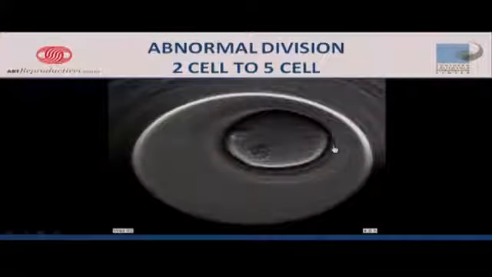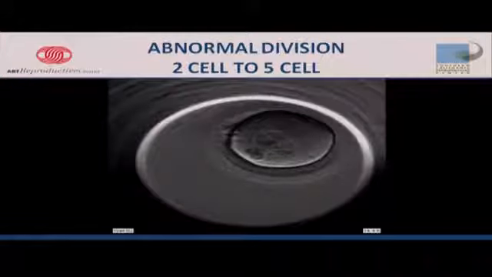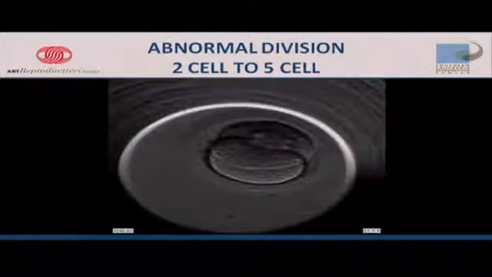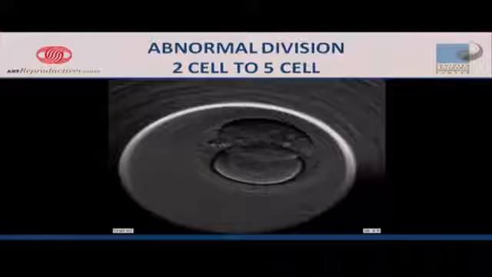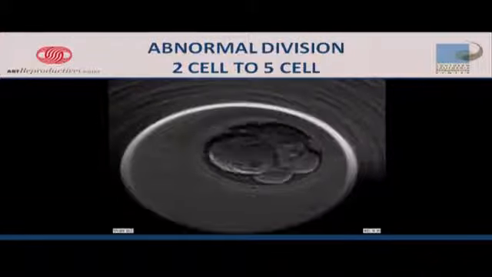Once again, a completely abnormal division. There's no way to divide. So you'll see that it forms 2 pronuclei, perfectly normal, perfectly healthy, looking good. It divides into 2 cells, and then you'll see, boom, there's all of a sudden 5. Wait a second, that means 1 went from 1 to 3.